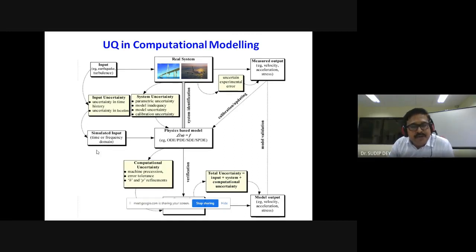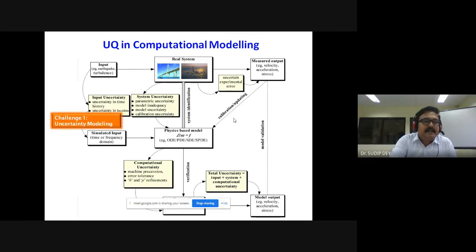There may be computational uncertainties also. And there are the experimental errors, because every time we replicate the same experiment keeping the same boundary condition, we may get different results. That happens. So there may be experimental error as well. So clubbing all this together, we need to frame the model up.